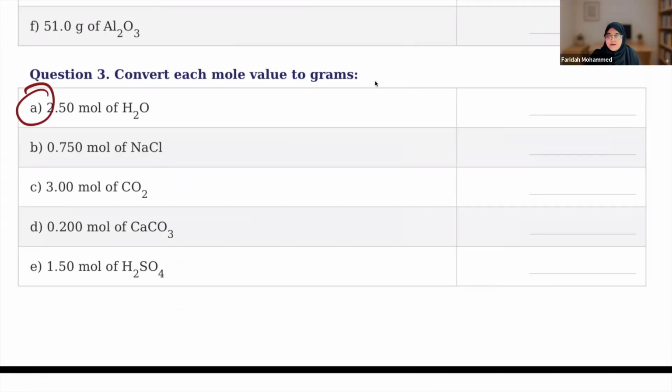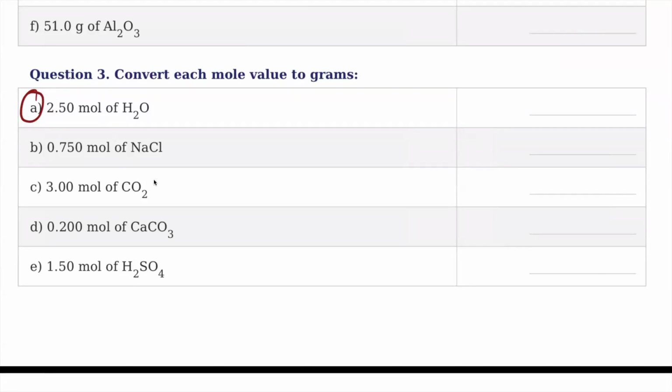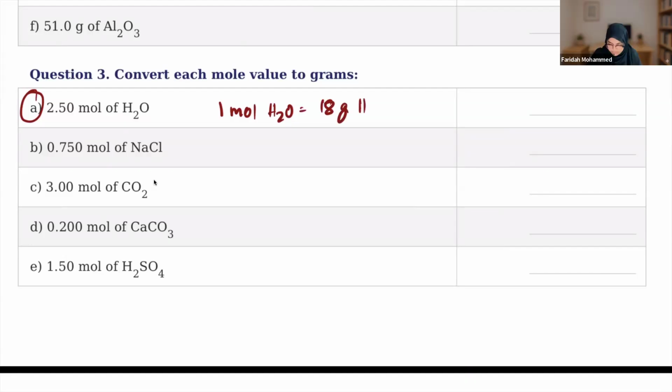Now, this one, number 2A, let's see, who have I not called yet? Okay, Arun. Okay, let's do A together. First, what do you do? It's the relationship. 1 mole of water is equal to 18 grams of water, or H2O. Okay, and everyone look at this, because you haven't done this yet.